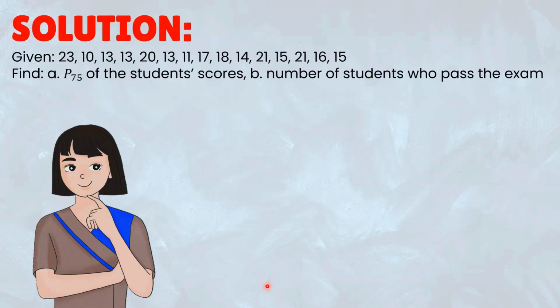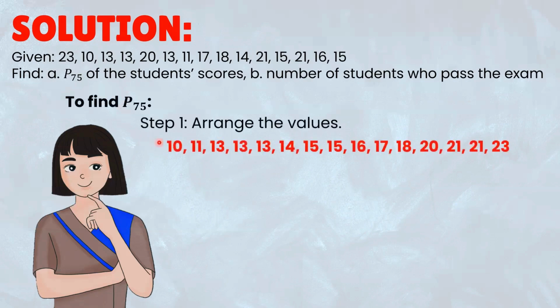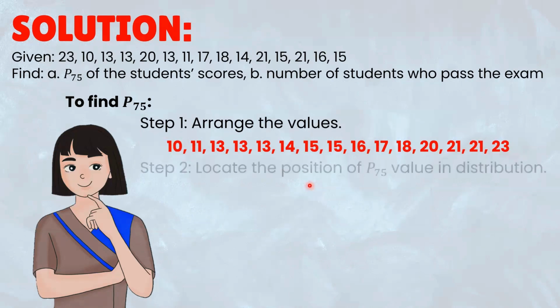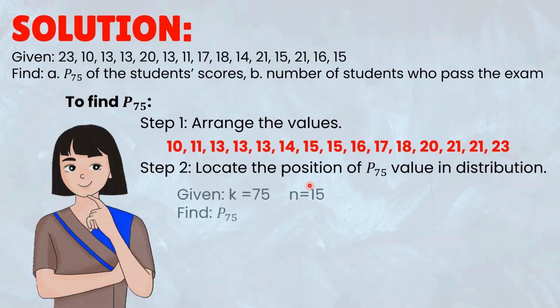So first, we find the value of the 75th percentile. We arrange the scores in ascending order. Our lowest score is 10, and our highest score out of 30 is 23. So second step, we use the formula for percentile to locate the position of the percentile 75 value in the distribution. We are looking for percentile 75. Thus, for our given, k is equal to 75 and n is equal to 15, because there are 15 scores in our data set.